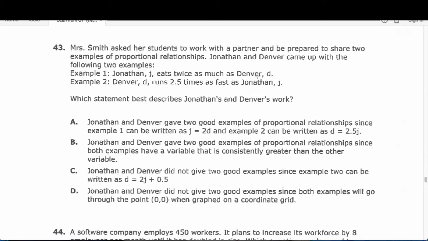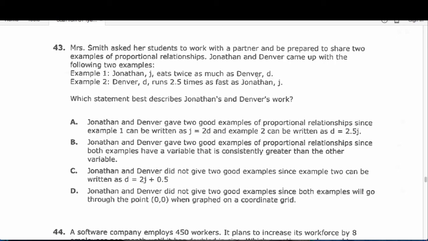Question 43. Ms. Smith asked her students to work with a partner and be prepared to share 2 examples of proportional relationships. Jonathan and Denver came up with the following 2 examples. Example 1. Jonathan, J, eats twice as much as Denver, D. Example 2. Denver, D, runs 2.5 times as fast as Jonathan, J. Which statement best describes Jonathan's and Denver's work?